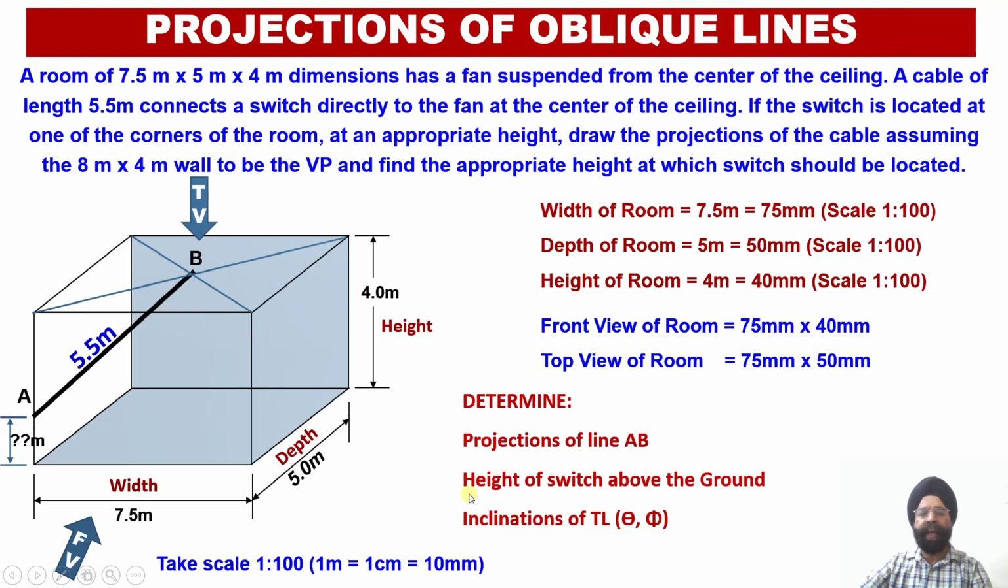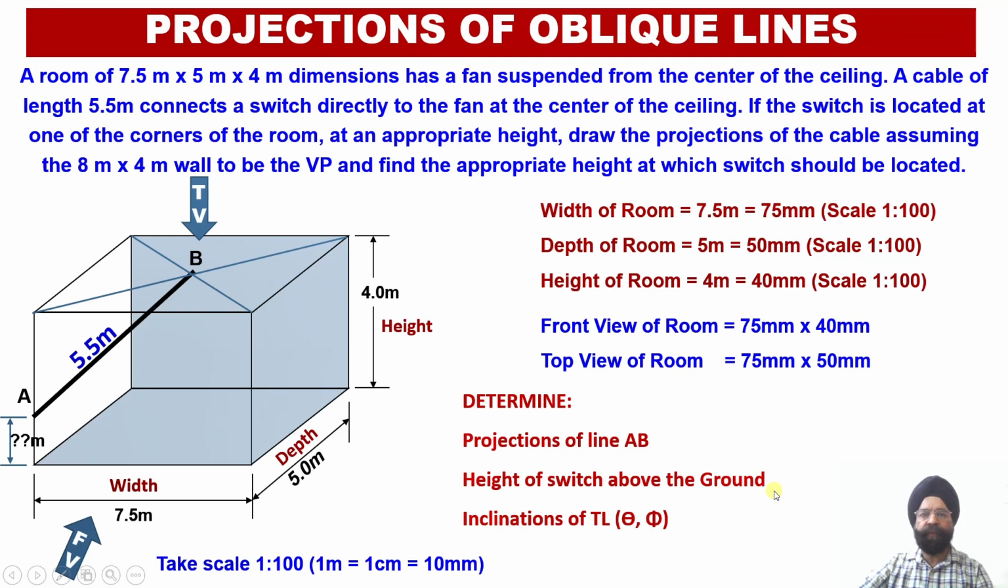And we are also required to evaluate the height of the switch above the ground. So into this corner, what will be the height of the switch, that we need to obtain in this particular problem. And finally, we will also be evaluating the inclination of the true length of this cable or electric wire with respect to the horizontal plane, that is angle theta, and the inclination of this true length of the cable AB with respect to the vertical plane, that is the angle phi.